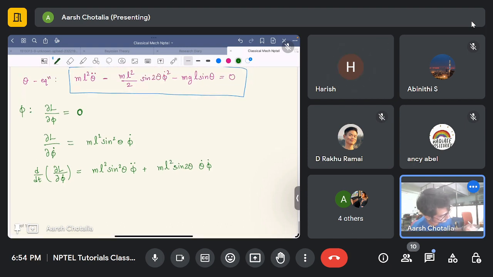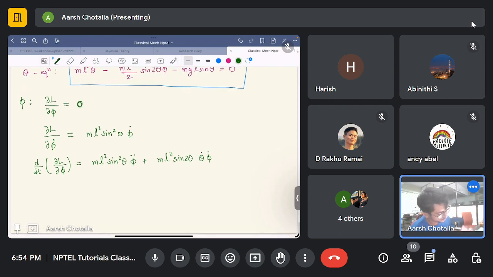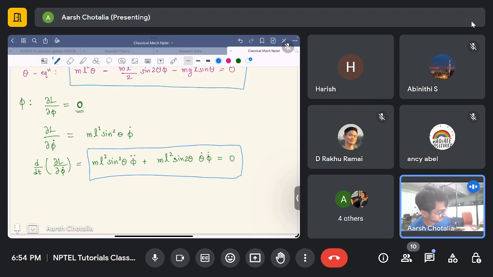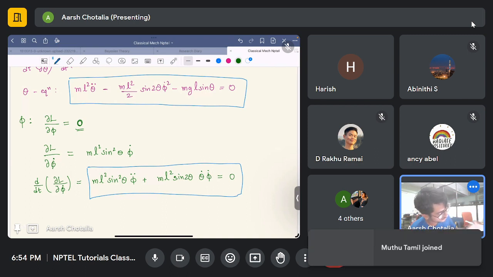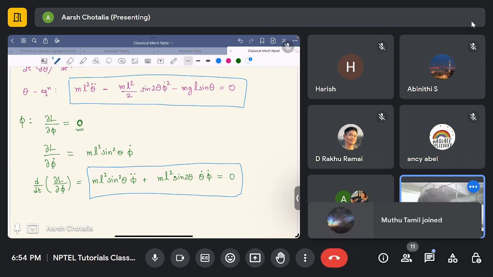So what would be the equation of motion for phi? This being 0, right? So you get these two equations, super complicated. That's your answer.